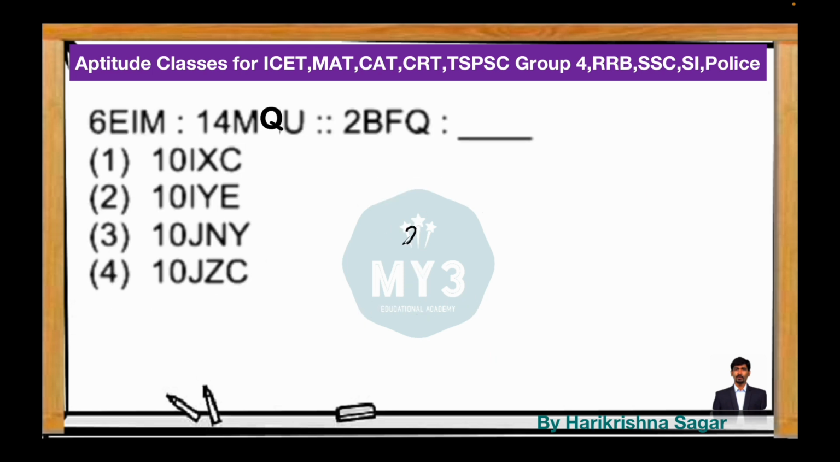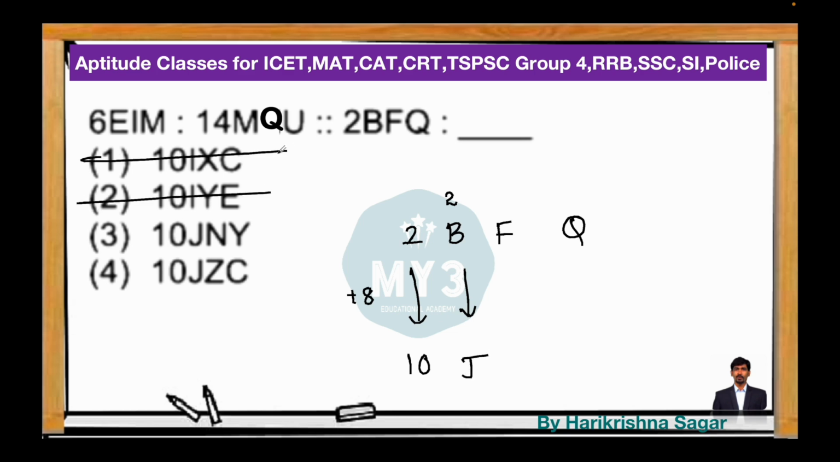That means here we have 2BFQ. So 2 if you increase by 8, 2 plus 8 is 10. All the options are 10. We cannot eliminate a single option here. B is the second alphabet. 2 plus 8 is 10. 10 is nothing but J. You can eliminate these two options. And F is 6th alphabet. 6 plus 8 is 14. That means it will be having the 14th alphabet as N. N is nothing but option 3. Eliminate option D. Hope you are able to understand.